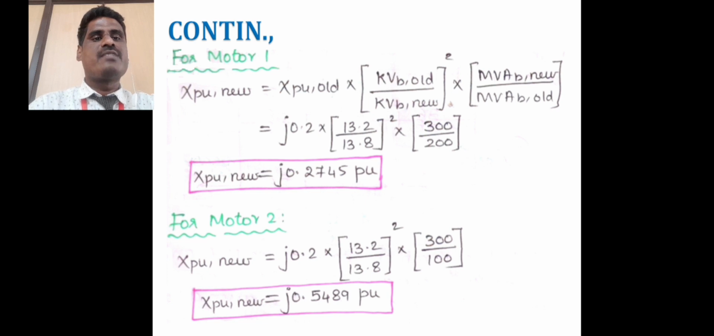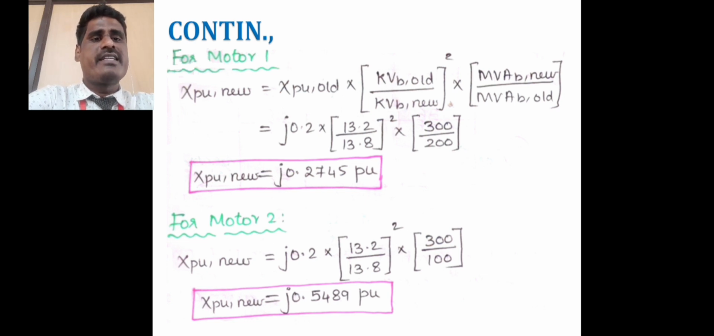So, in this case X_pu old into (kV_B old divided by kV_B new) whole square into MVA_B new divided by MVA_B old. So, the value for X_pu old is j0.2 and kV_B old value is 13.2, kV_B new value is 13.8 and MVA_B new value is 300 and MVA_B old value is 200. So, just substitute all those values in the same formula, directly we can get the result j0.2745 per unit. So, this is the value for motor 1.